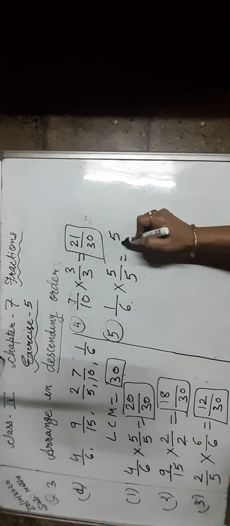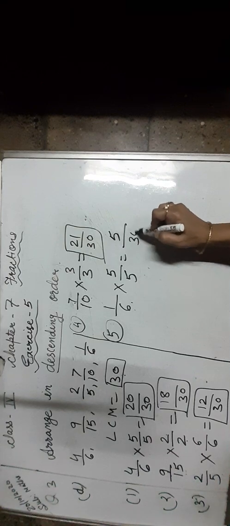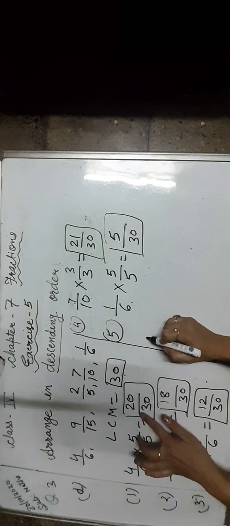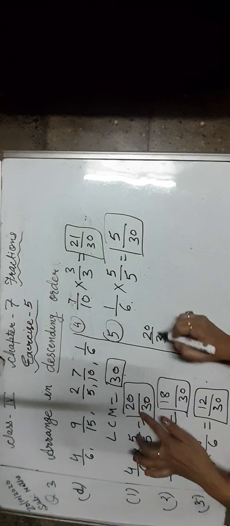Let us take next and last fraction, 1 upon 6. So how much to multiply in 6 to get 30? 6 fives are 30. So we have to multiply both numerator and the denominator by 5. And we'll get 5 upon 6 fives are 30, 5 upon 30. Here we'll get the fraction 20 upon 30 which is equal to 4 upon 6.